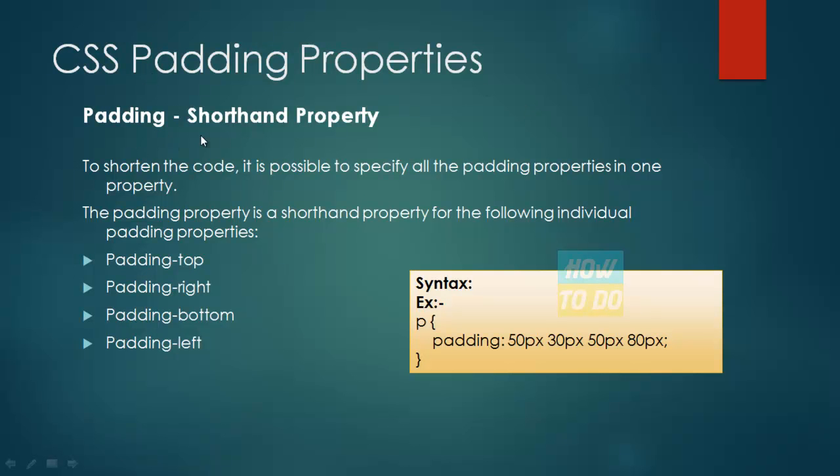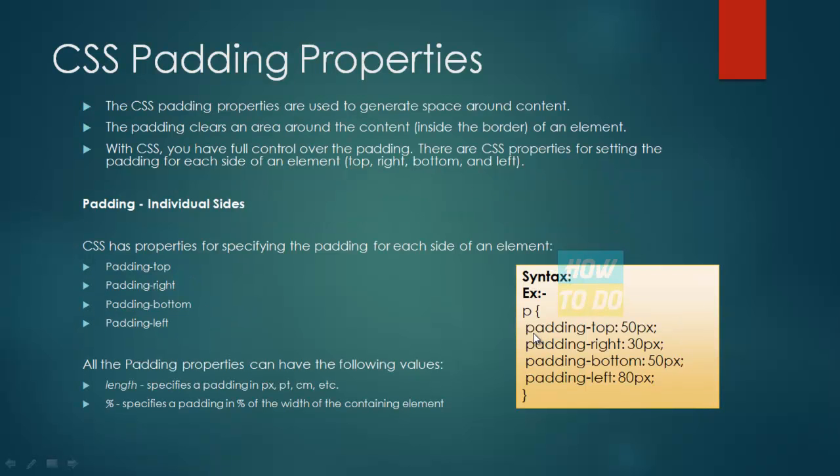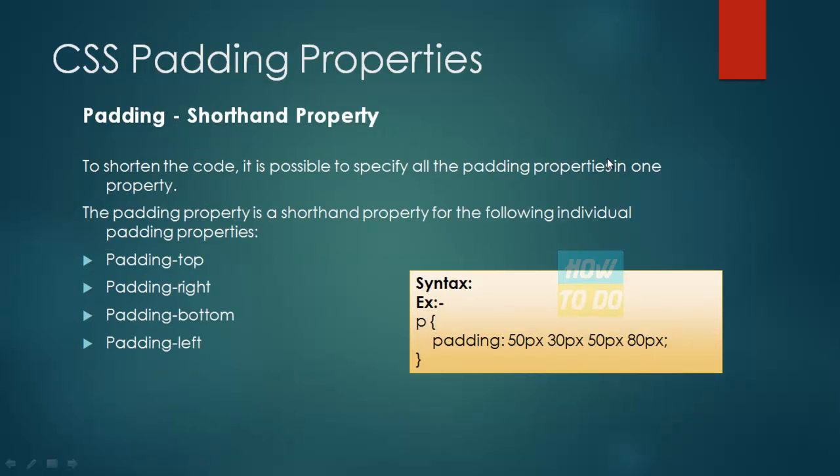CSS padding properties, padding shorthand property. To shorten the code, it is possible to specify all the padding properties in one property. In the earlier syntax, we wrote the padding individually: padding top, padding right, padding bottom, padding left. Now in this particular syntax, we are writing the complete padding in one single statement.